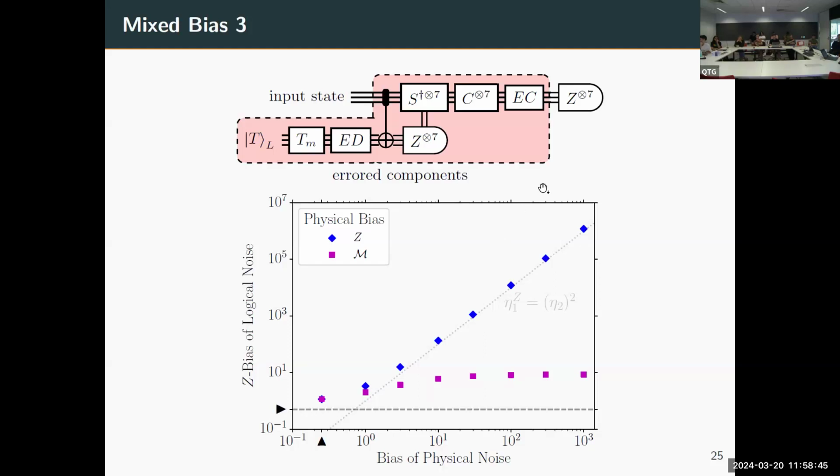Because of that, you have this mixed noise being introduced at high rate, which essentially plateaus the logical bias. It's still quite high, right? But it does plateau because of this introduction of mixed noise. And so I think the key thing from this work is that if you're really concerned about bias, the important thing to consider is how your error correction is playing with bias, because the character of noise within error correction is going to have a big influence on the character of noise on your logical qubit.